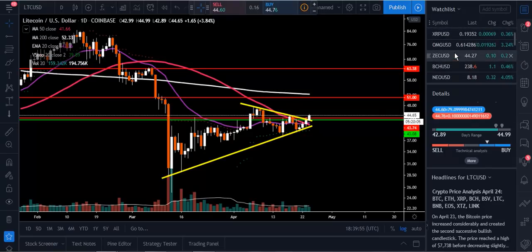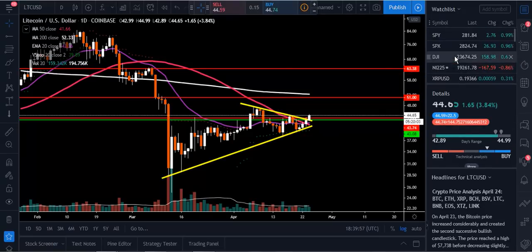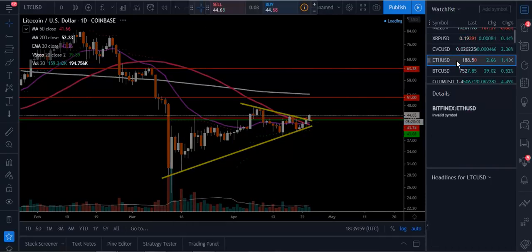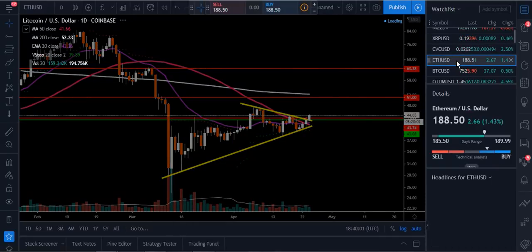So that's something that I always look at. Then we'll get into our Ethereum. And ETH's at 188.50 now. So ETH's making a nice little run.